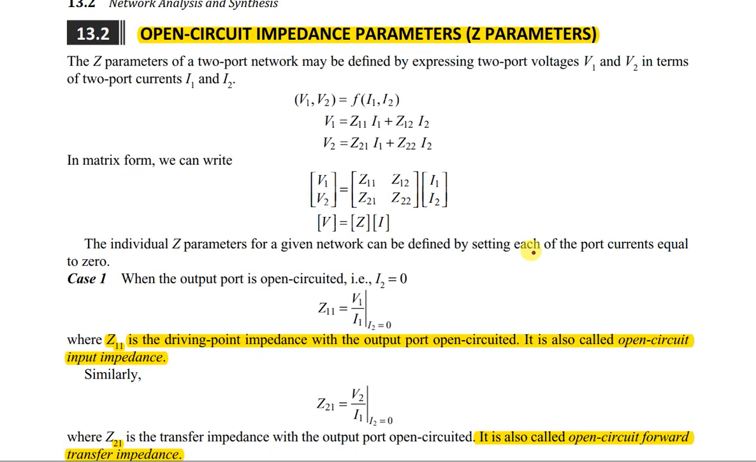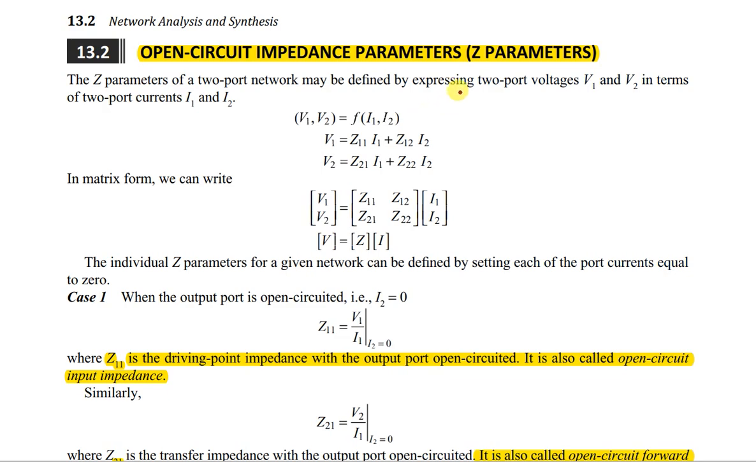Now let us see the open circuit impedance parameters, also called Z parameters. Z parameters are defined by expressing the two port voltages V1 and V2 in terms of currents I1 and I2. So V1, V2 is a function of I1 and I2. So V1 is equal to Z11 I1 plus Z12 I2, and V2 is equal to Z21 I1 plus Z22 I2. So V1 and V2 are expressed in terms of I1 and I2.